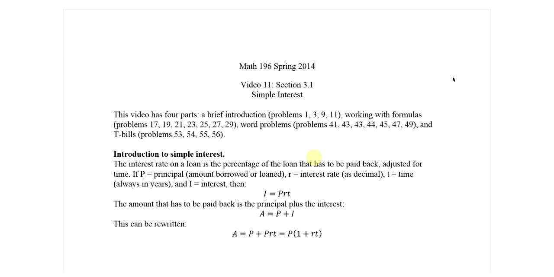Okay, back again with section 3.1, simple interest. There's 4 parts to this video. We'll do a brief introduction of what simple interest is and problems 1, 3, 9, and 11, and working with formulas, 17, 19, all these problems, and then some word problems. These are the problems assigned in the book, and then finally T-bills, problems 53, 54, 55, 56.